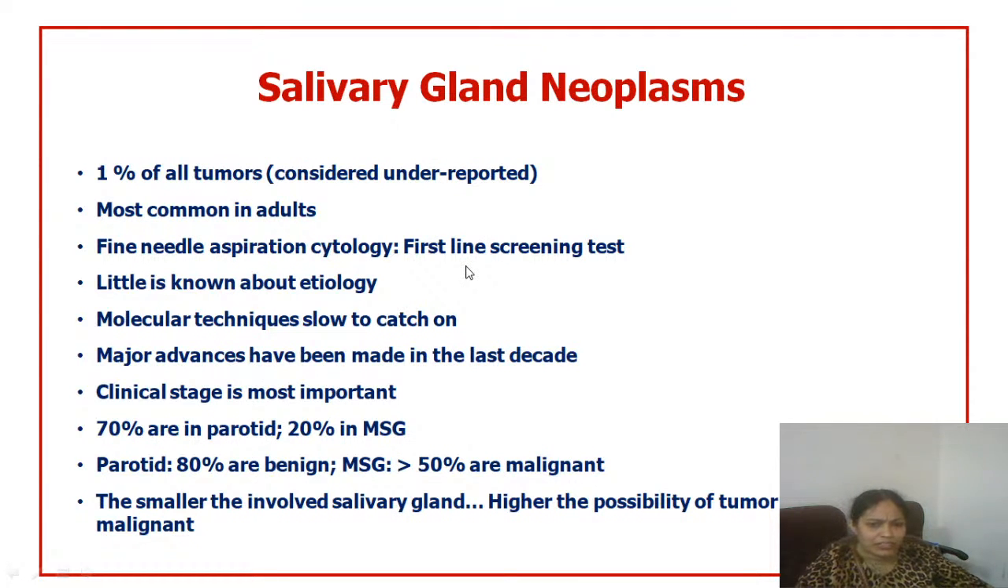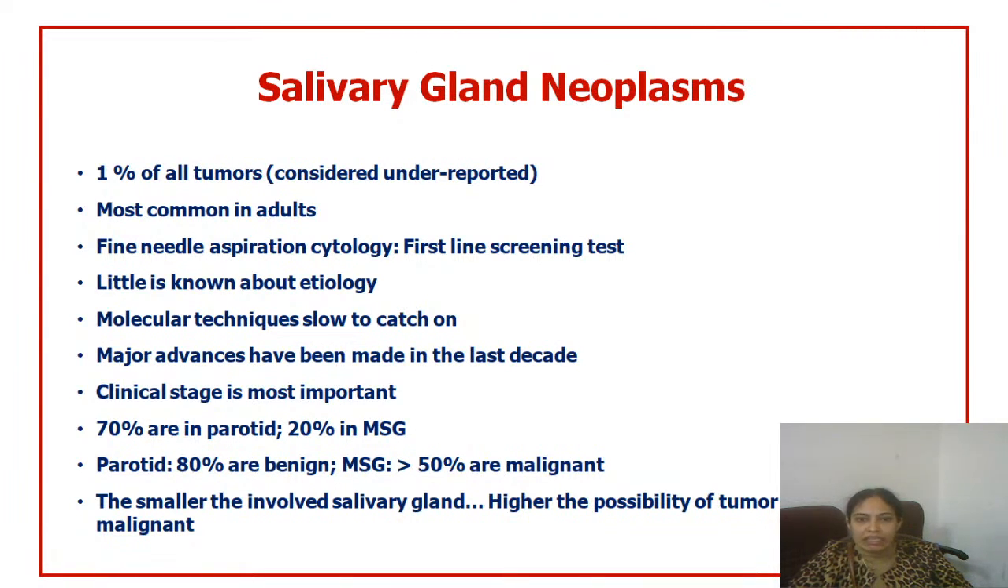Little is known about the etiology of salivary gland tumors, and unlike in other cancers, molecular diagnosis has been slow to catch on. But in the last 2 decades, there have been major advances, and a lot of molecular alterations have now been identified in these tumors, which are important in making the diagnosis. The clinical stage is the most important prognostic parameter in salivary gland tumors, and also the pathological stage. So how we gross the specimen, and what information we can give the surgeon once it's resected, is very important.